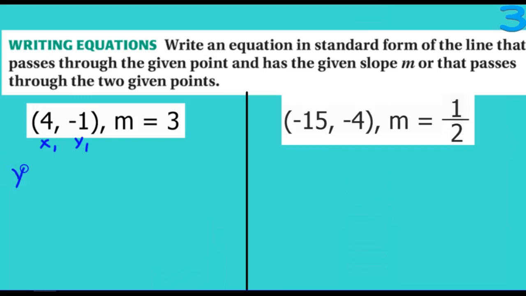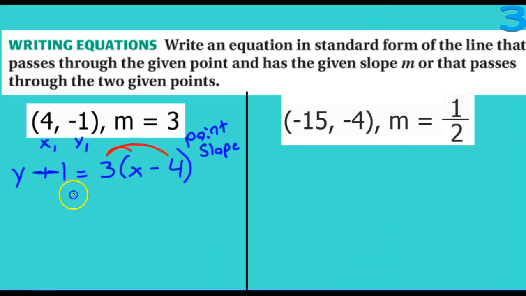So y minus y1, which is negative 1, which we can make a plus, equals m, which was 3, times x minus x1, which is 4. Now, this is point slope form. We're going to have to convert it to get standard form. The first thing we need to do is, we can't go straight from point slope to standard. We need to convert it to slope intercept first. So I'm going to distribute my 3 and get y plus 1 equals 3x minus 12.